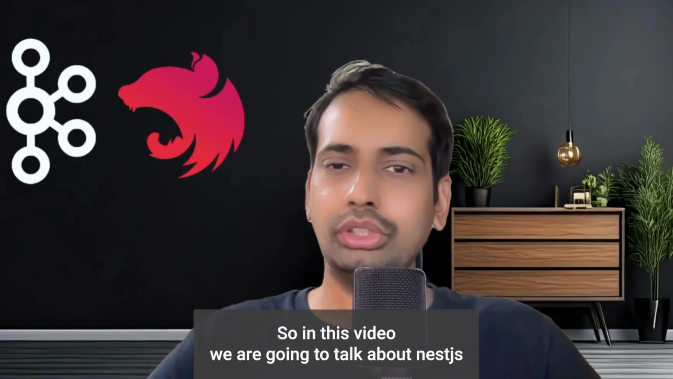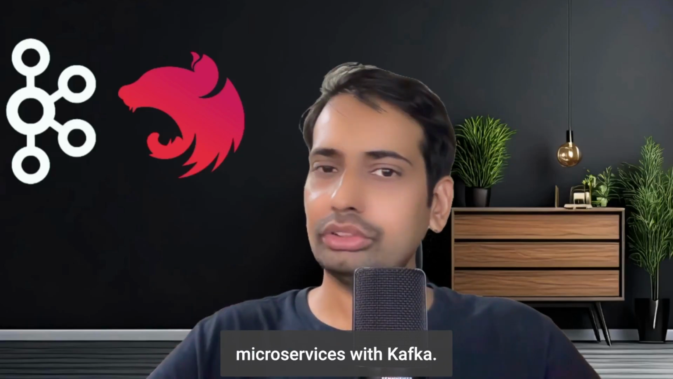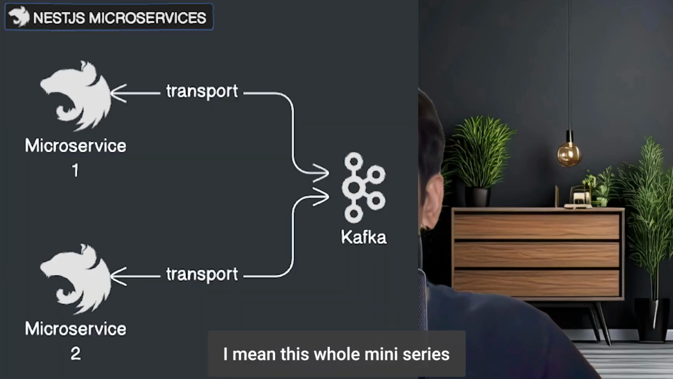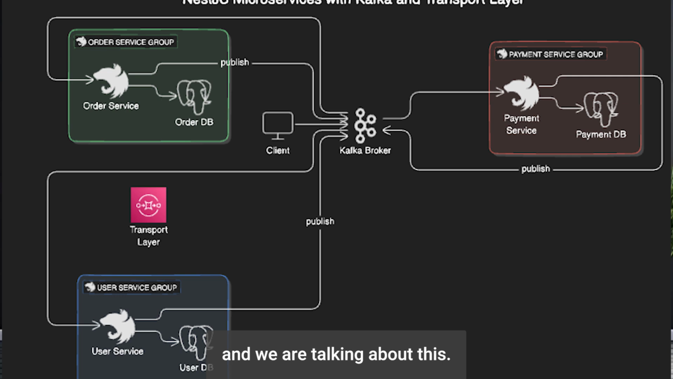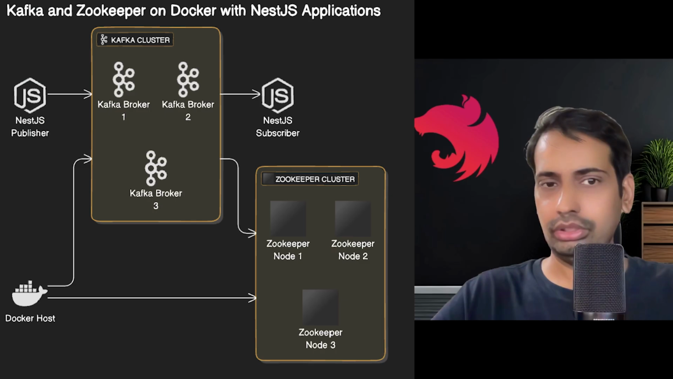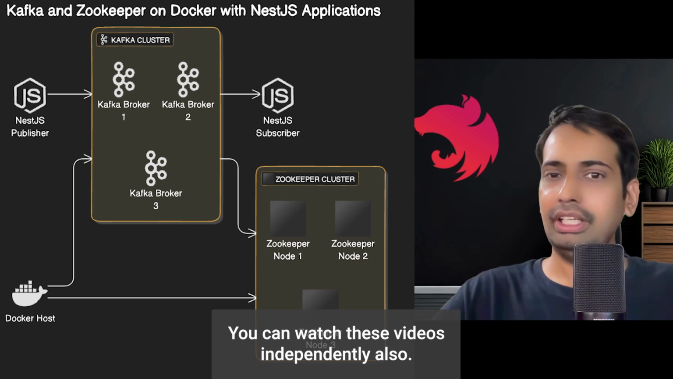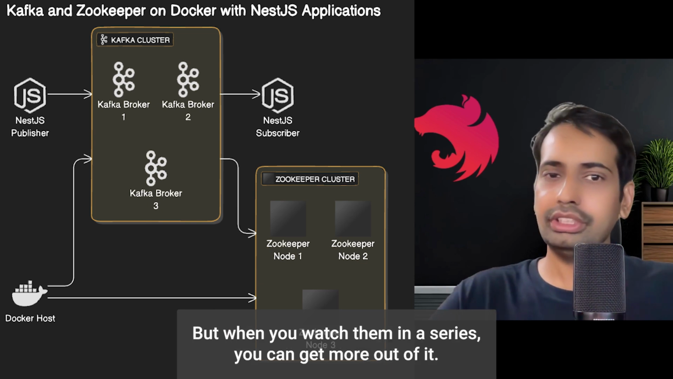So in this video we are going to talk about Nestjs Microservices with Kafka. This is the third video in this whole mini series of 4 videos, and we are talking about Nestjs Microservices which are using Kafka as a transport. You can watch these videos independently also, but when you watch them in a series you can get more out of it.